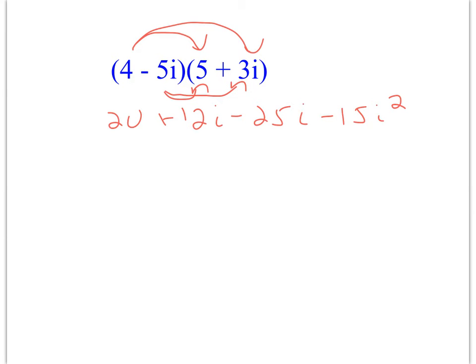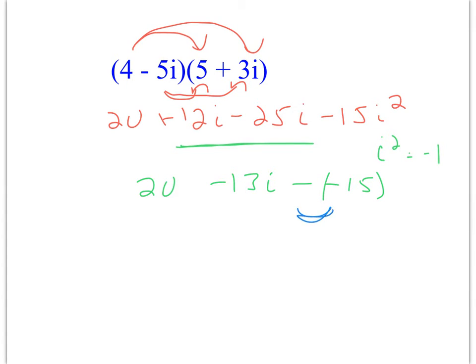Let's combine our like terms. 12i minus 25i is negative 13i. I still have a 20 out front. And now over here I have negative 15i squared. i squared, of course, is equal to negative 1. So I have minus a negative 15. Well, that minus minus, we know from our middle school days, becomes a plus. So I have 20 plus 15 is 35 minus 13i.